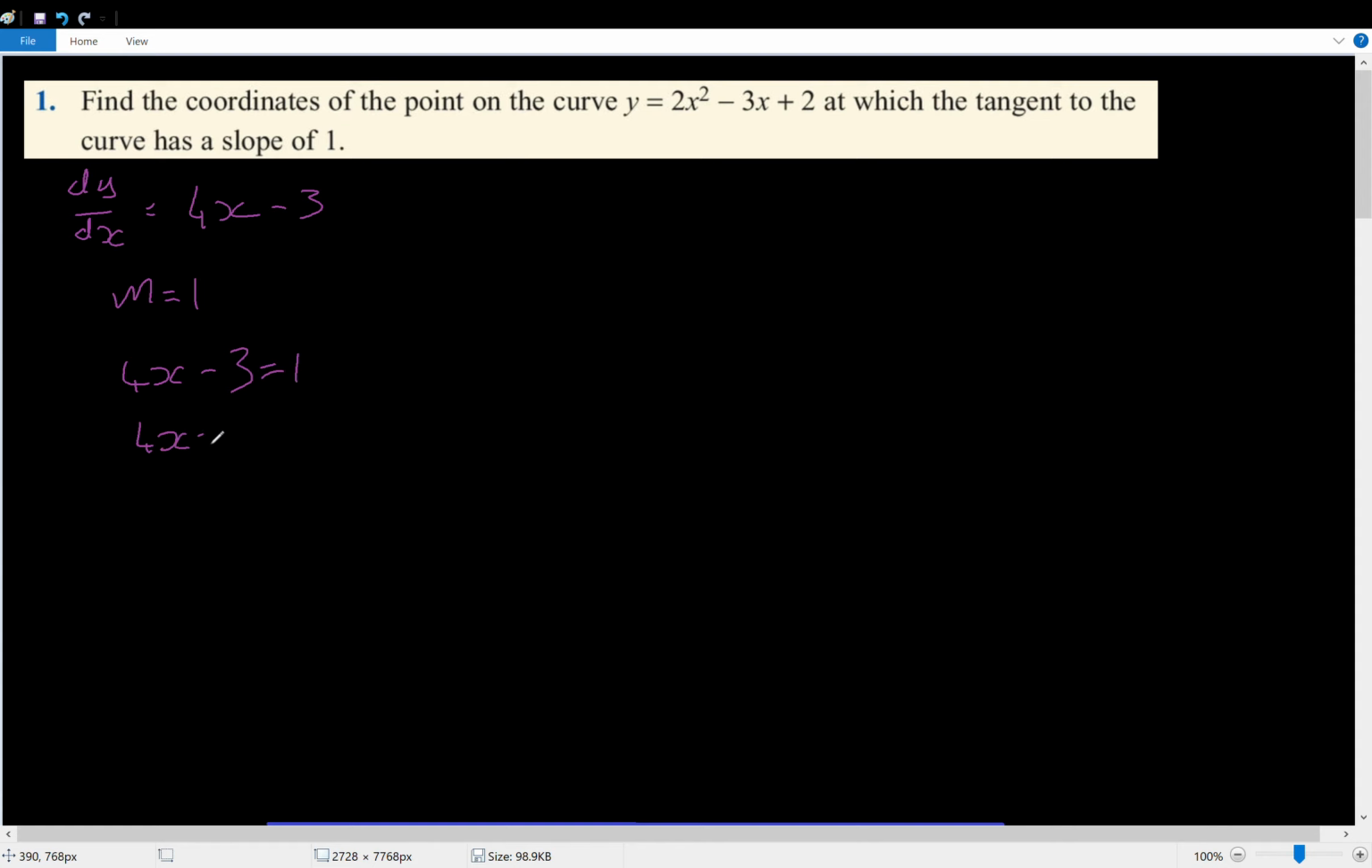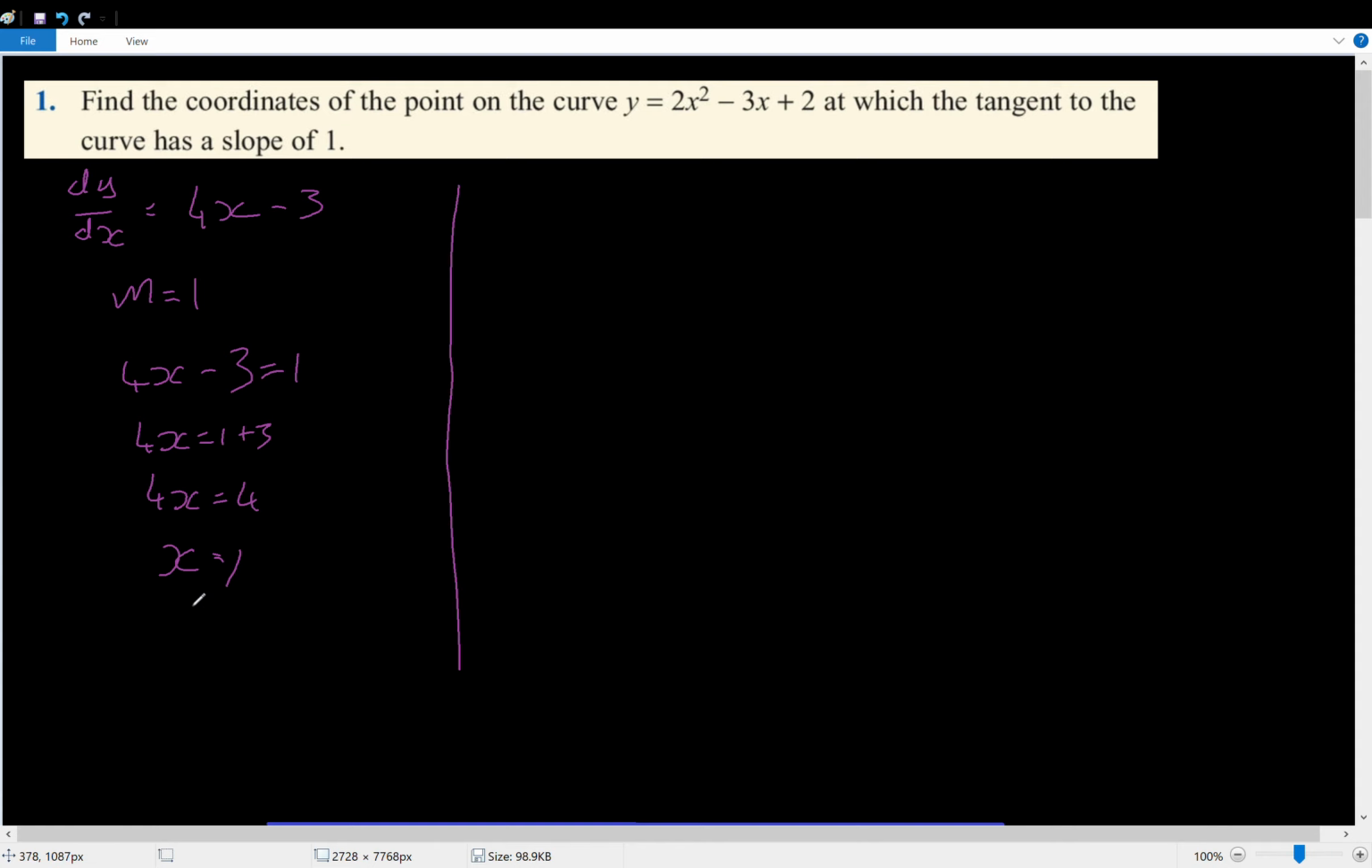So we're going to get 4x equals 1 plus 3. So 4x equals 4, which means that x is equal to 1. So now we know that at x equal to 1, on this curve that we started with, we will get a slope of 1. But we are asked specifically to find the coordinates of the point, not just the value of x.